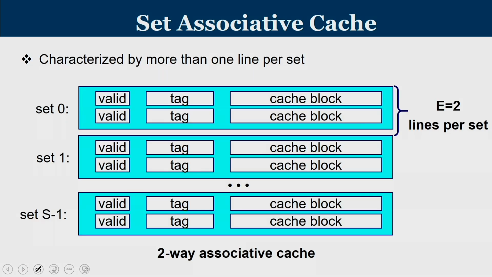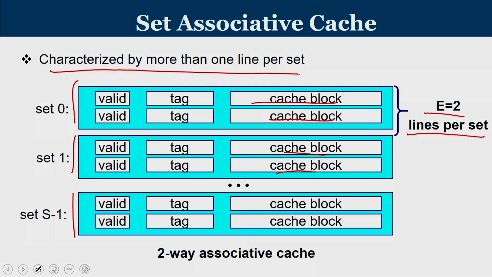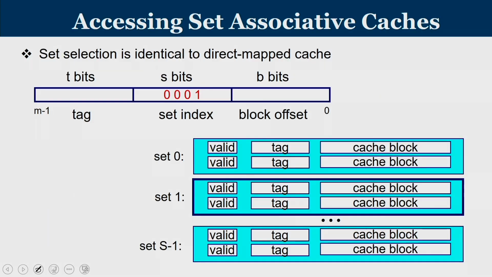Now coming to set associative cache, you know that this is a two-way associative cache where E equals 2. So every set has 2 cache blocks. If every set has 4 cache blocks, we call it a 4-way associative cache. If you have n blocks inside a set, then it is called an n-way associative cache. So a set associative cache is characterized by more than one line per set.